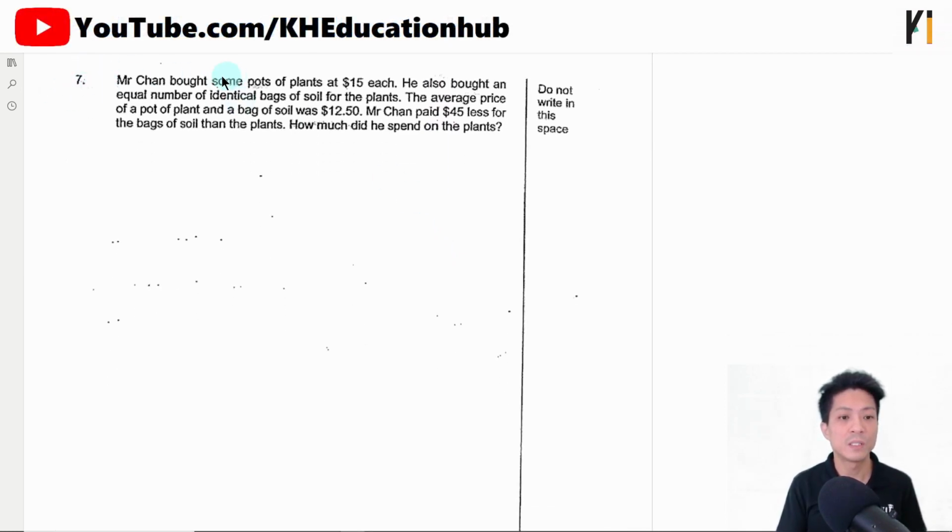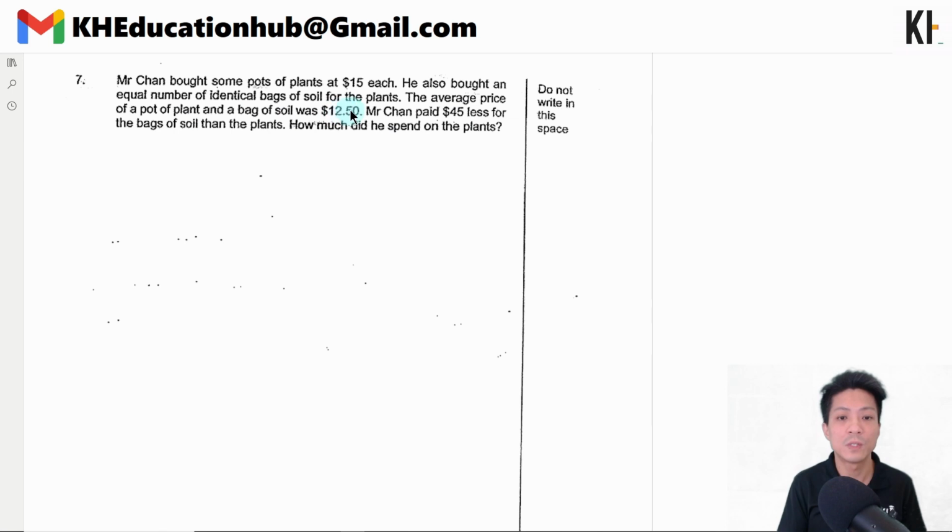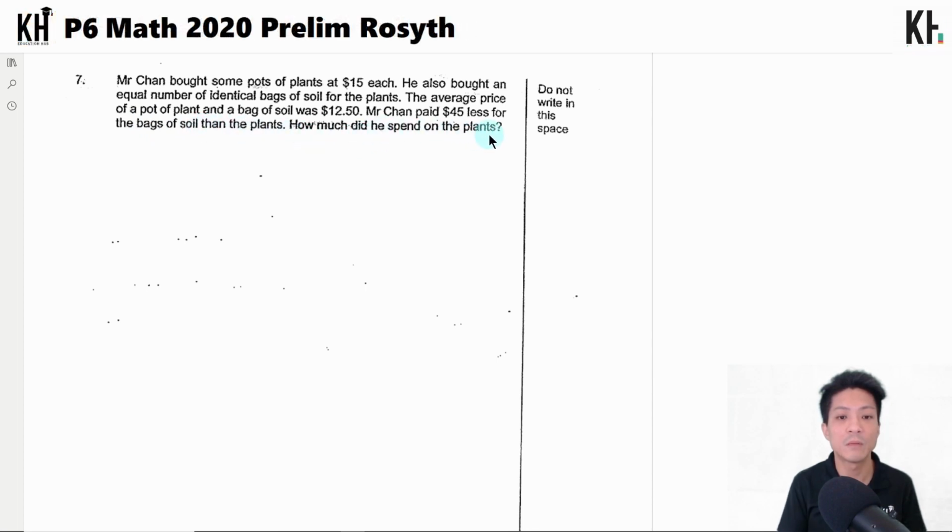Question 7. Mr. Chan bought some pots of plants at $15 each. He also bought an equal number of identical bags of soil. The average price of a pot of plant and a bag of soil was $12.50. Mr. Chan paid $45 less for the bags of soil than the plants. How much did he spend on the plants?